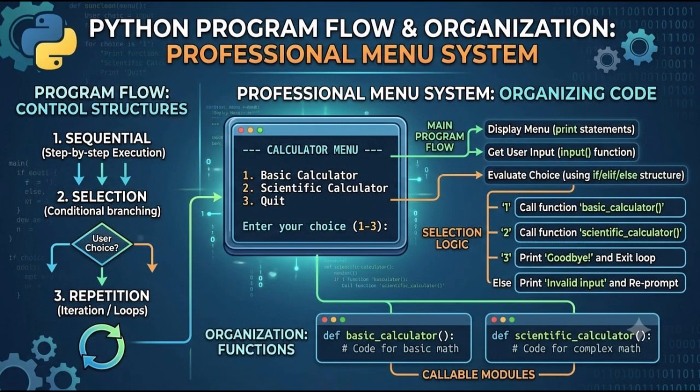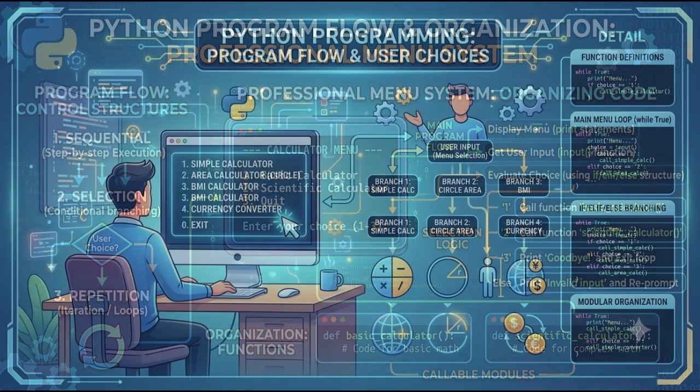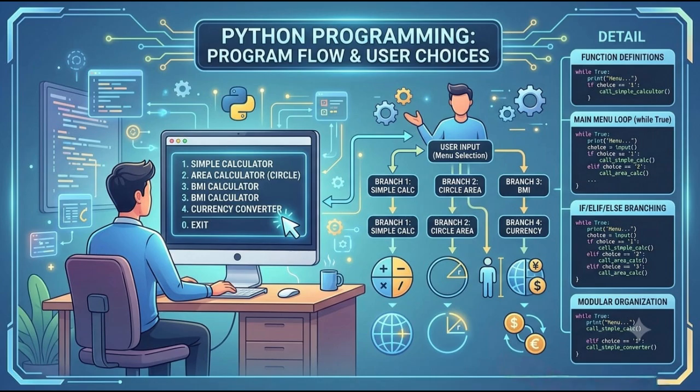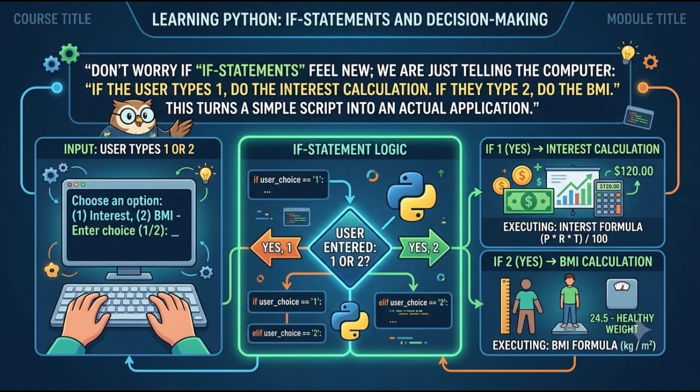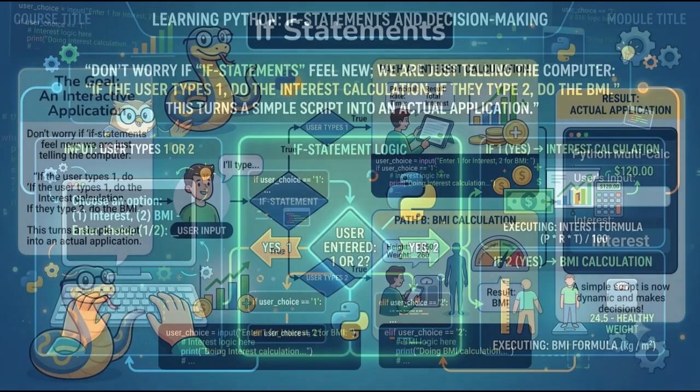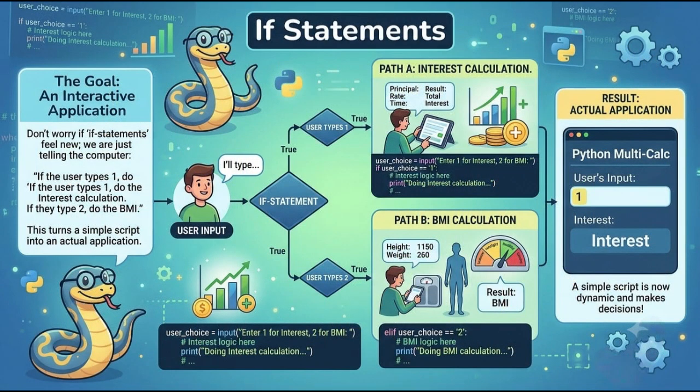Let's make this professional. We can create a small menu where the user chooses which calculator they want to use. This introduces the concept of program flow and organization. Don't worry if if statements feel new, we are just telling the computer, if the user types 1, do the interest calculation. If they type 2, do the BMI. This turns a simple script into an actual application.